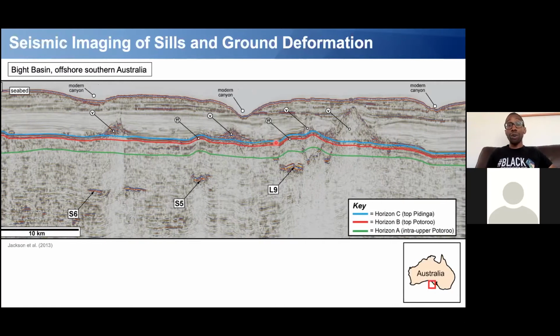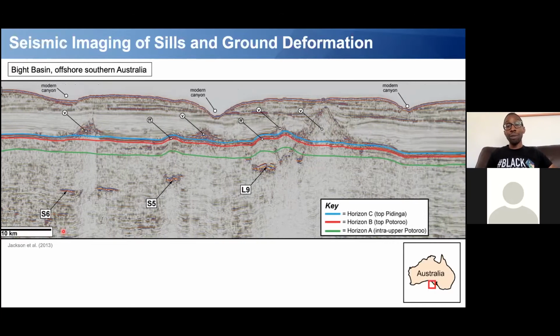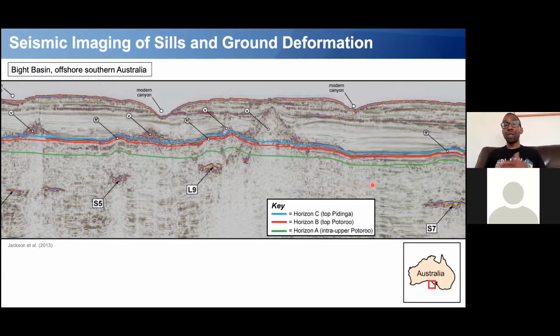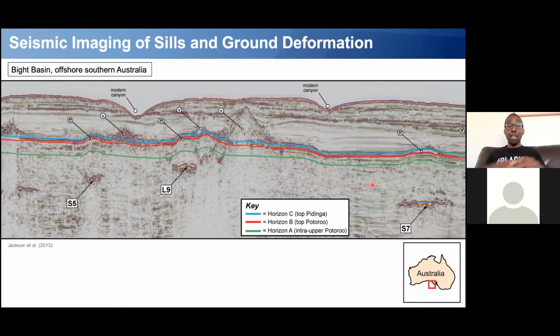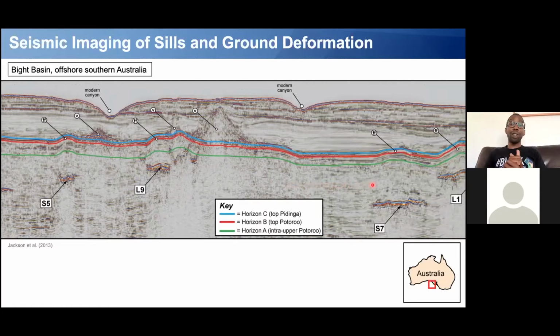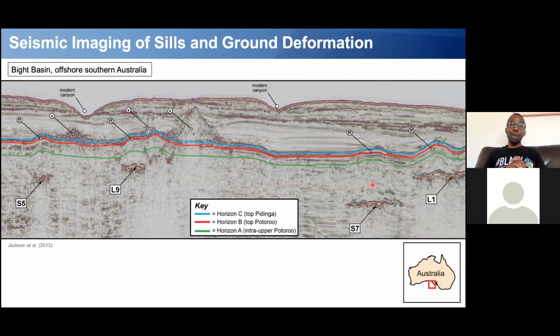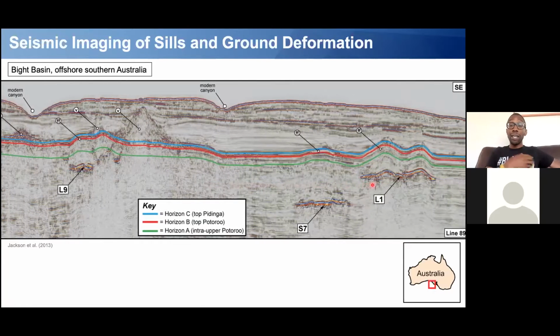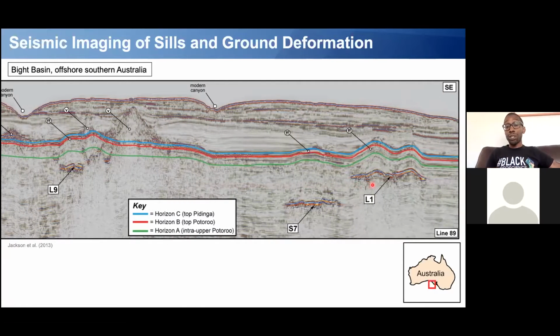Now, if I start to scroll along, you saw the scale bar there, that's 10 kilometers. You're looking at a really long seismic line here. These 2D lines we're going to be looking at today, these 3D volumes, cover hundreds to, well, thousands of kilometers squared, and they can image down to depths into the lower crust. So we can actually look at these sill complexes down into the lower crust.